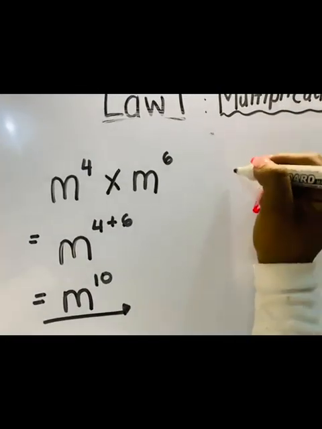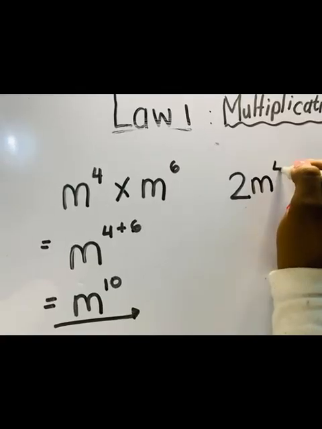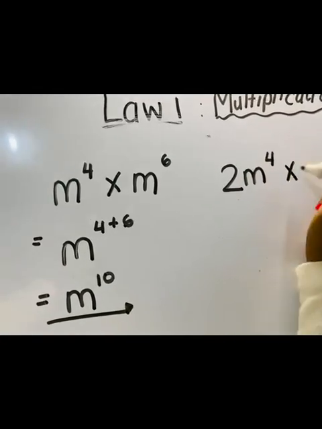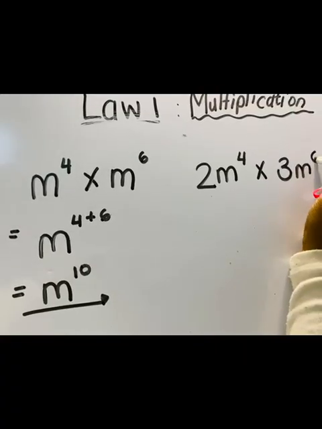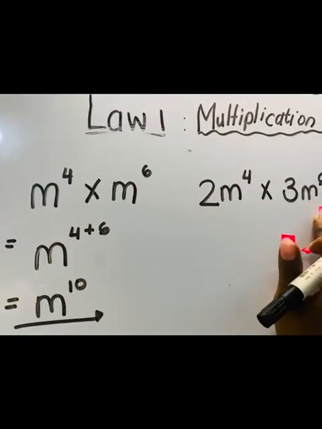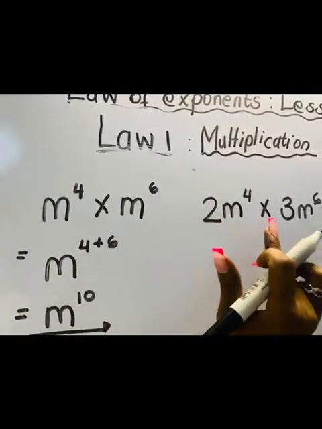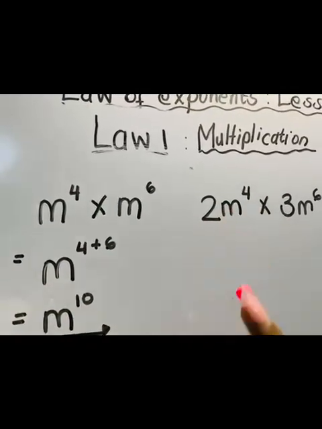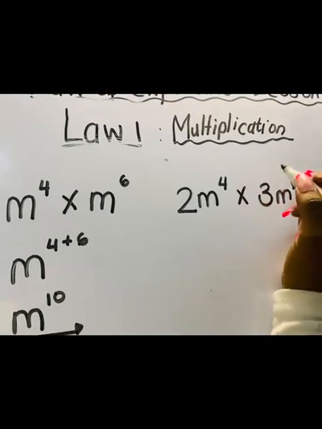On this side, I'm going to write another sum and I want you to tell me what the difference is. So we have 2m to the power of 4 multiplied by 3m to the power of 6. Right. So let's look at this and let's look at that. Looking at these two, we can see that now we have these numbers in front of the bases or the variables. Now, what do these numbers mean?